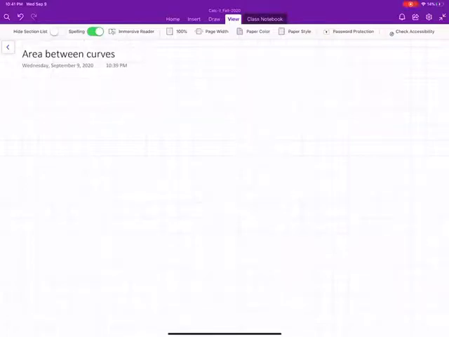Hello. Today we're gonna learn how to compute area between curves. Normally, these types of problems will give you two curves. Then you have to find the area between those two curves. First, I'm going to give you the motivation.